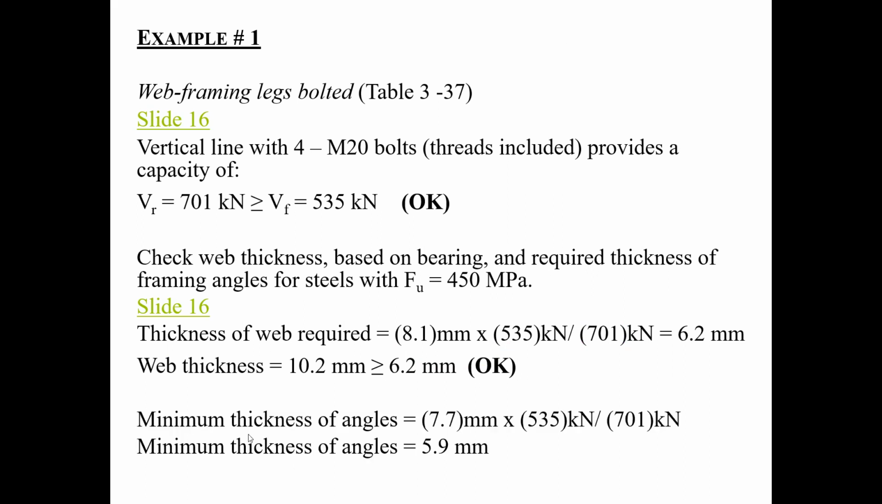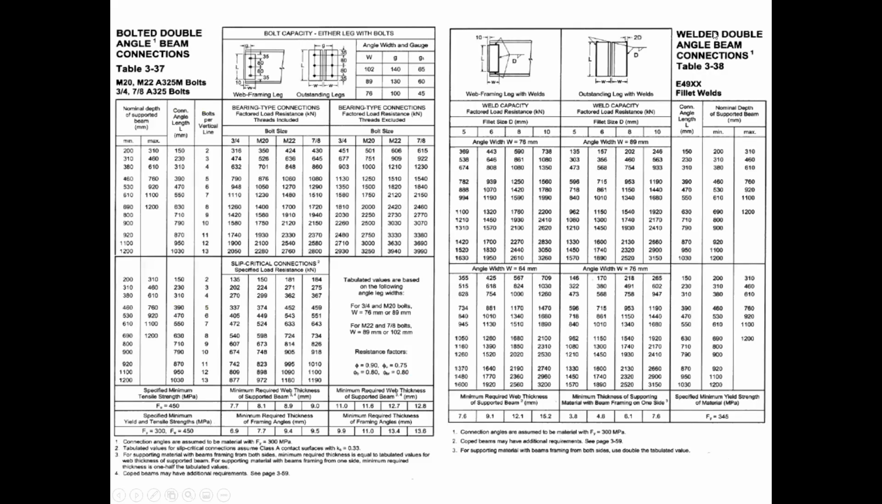Now, the minimum thickness of angles. So we'll go back here. Here is the minimum required thickness of framing angles. In order for the framing angles to provide the bearing required for my connection, I need a minimum of 7.7 millimeters of thickness. That's what I need in terms of the angle. So the top one was for the web, the bottom one was for the angles.